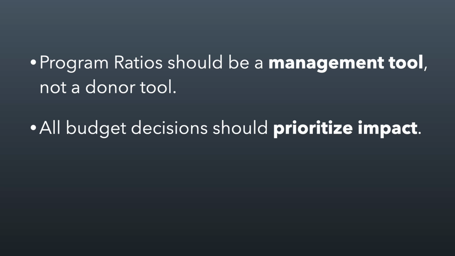And all budget decisions for a nonprofit should be prioritizing impact. What that means is sometimes you'll allocate money toward an administrative cost or to a fundraising cost because those expenses are going to lead to better impact than shoveling it into a program that might need improvement in a way that these other expenses would be helpful.